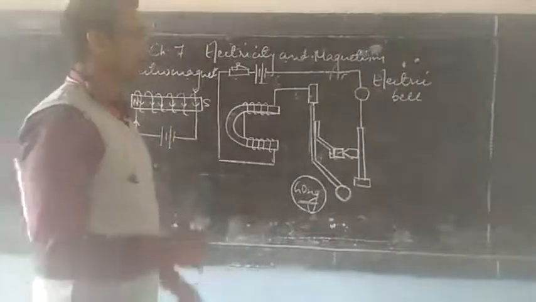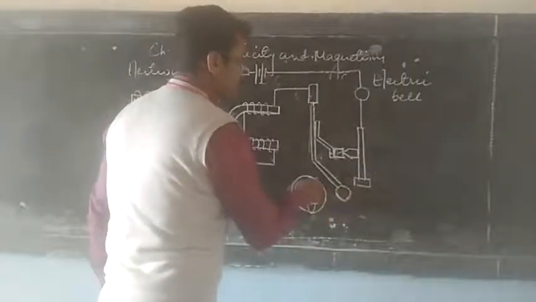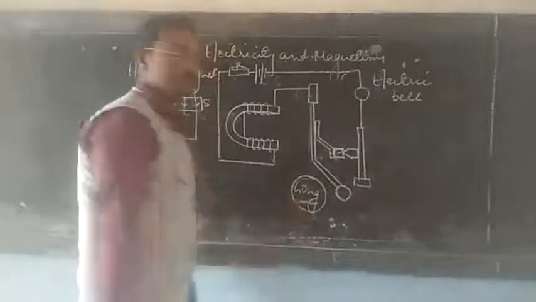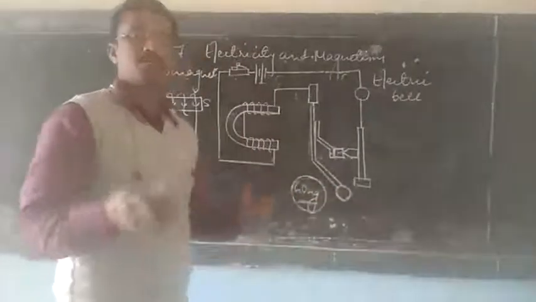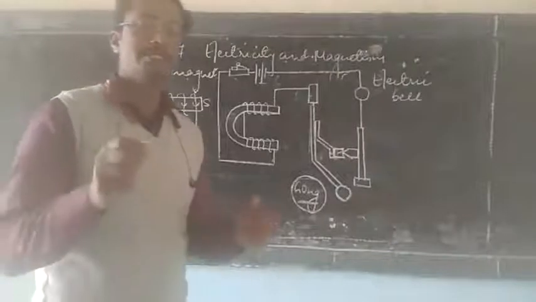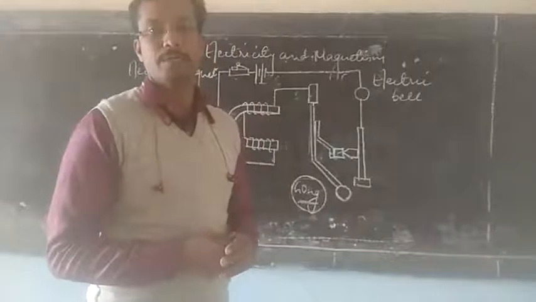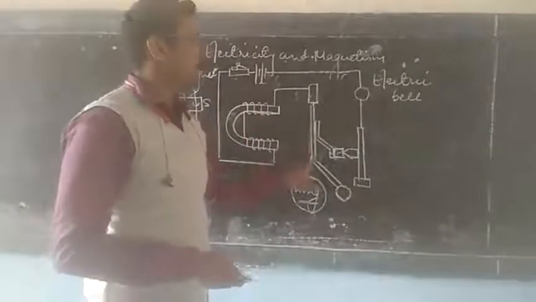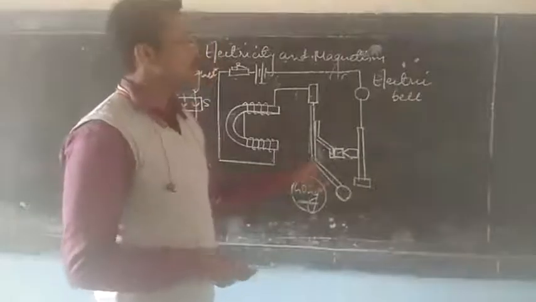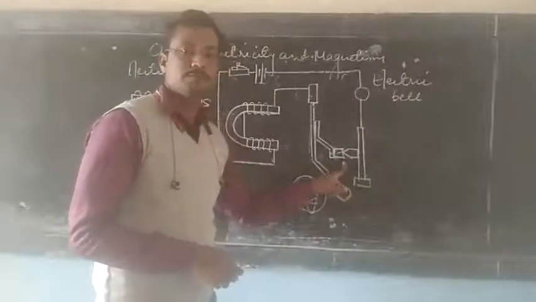And we have other parts: this is the hammer and this is the gong. When this hammer strikes the gong, sound is produced, and this is the sound we hear when we press the switch of an electric bell. Now this is the armature, which is also connected to this part to complete the circuit.